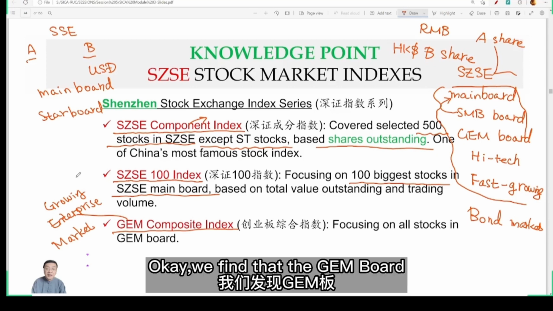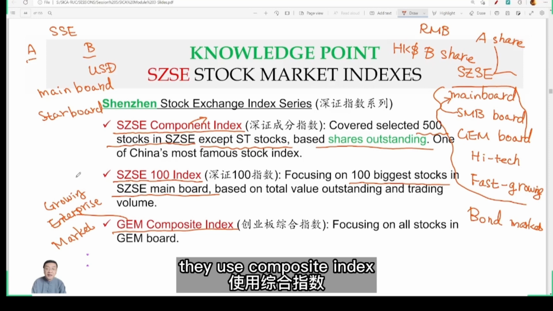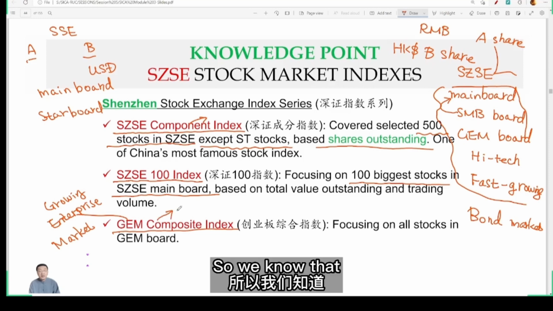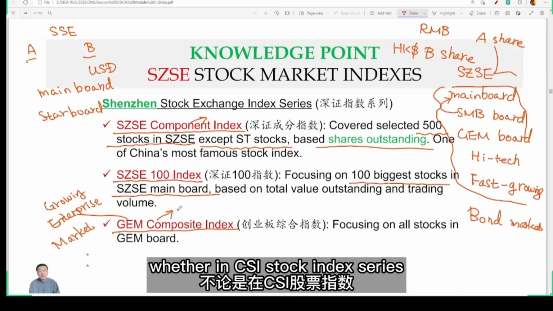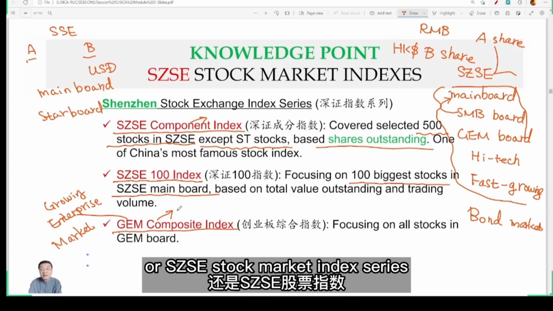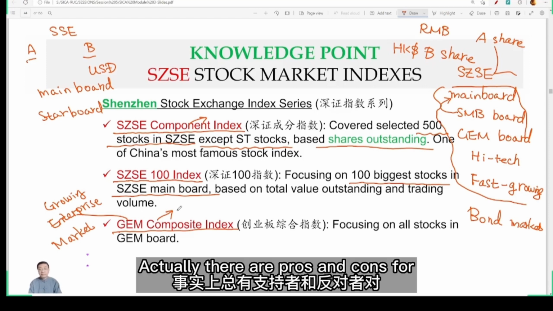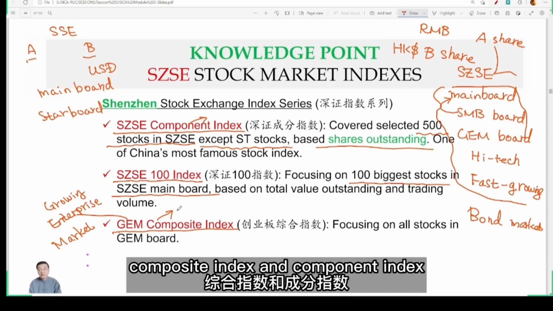Okay, we find that the GEM board uses a composite index. So we know that whether in the CSI stock index series, the SSE stock index series, or the SZSE stock market index series, there are both component indexes and composite indexes. So actually there are pros and cons for composite index and component index.